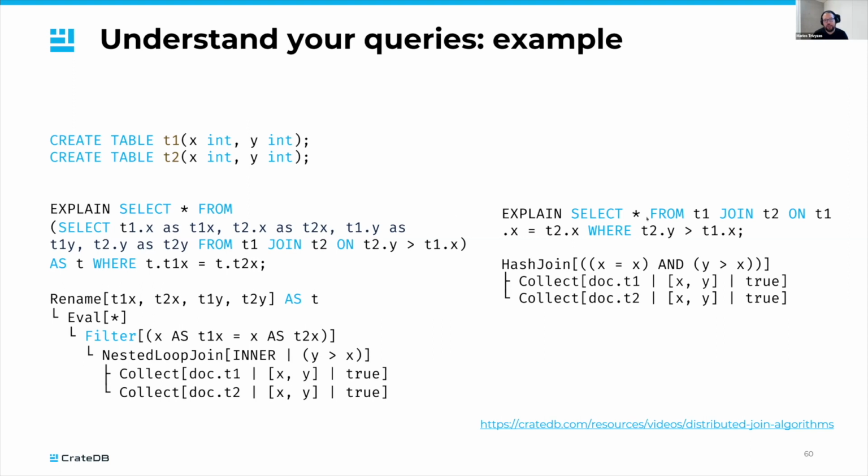Here you can see almost the same query, but instead of a greater than join condition, we have an equal. So this is what's called an equi join, an inner join with an equality operator. And CrateDB would most of the time use a much more performant hash join operator instead of the nested loop that we saw before. Here you can see a link with a video explaining more about the join algorithms that are implemented in CrateDB.